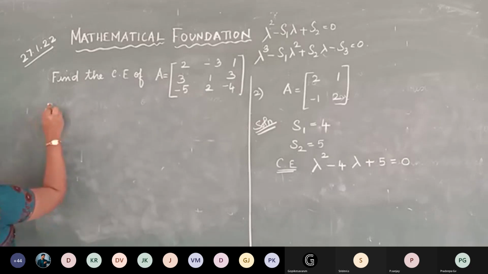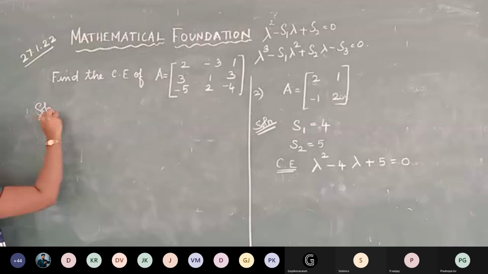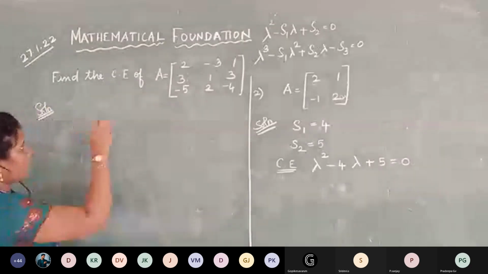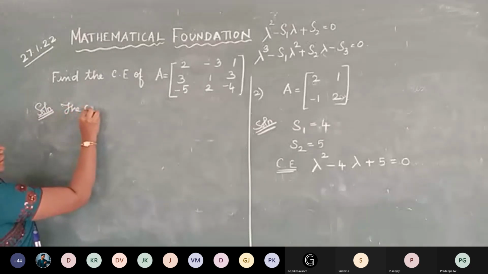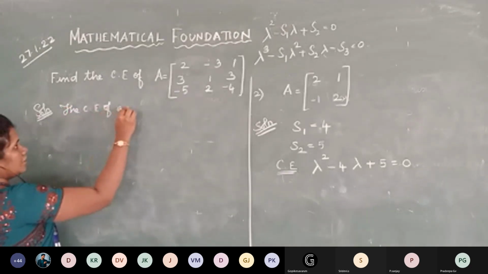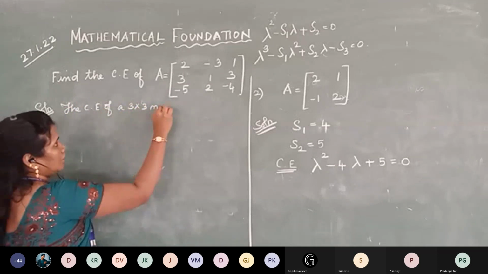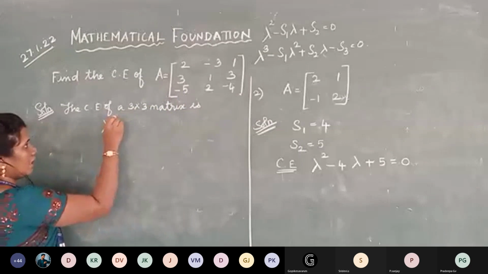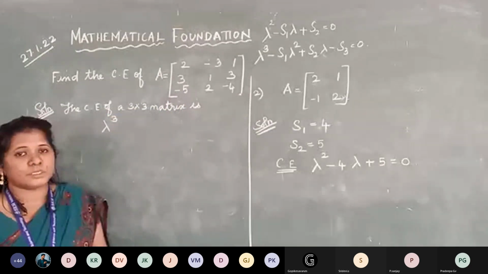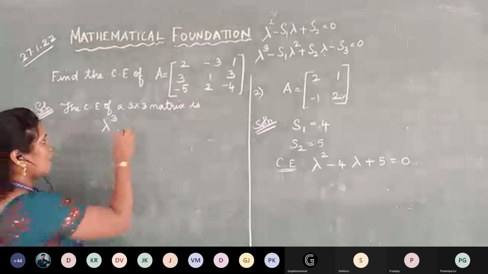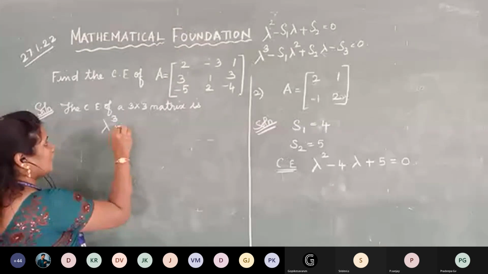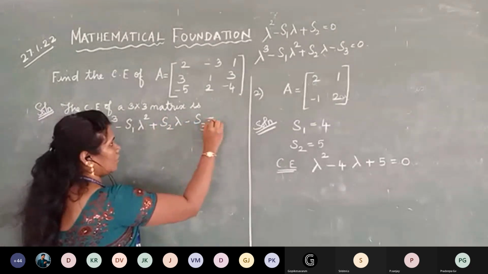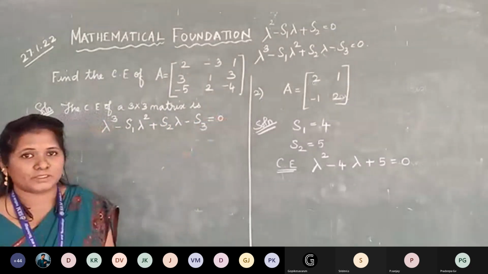Again here, since this is a 3 cross 3 matrix, the first step is to write your formula. Definitely you'll have to write your formula. The characteristic equation of a 3 cross 3 matrix: you start with lambda cube minus S1 lambda square plus S2 lambda minus S3 equal to 0. Immediately you have to write the equation.